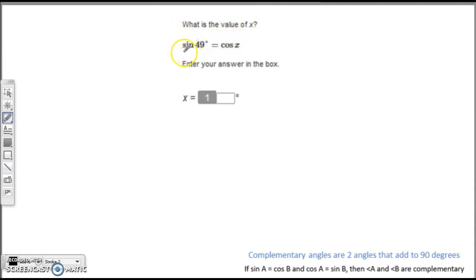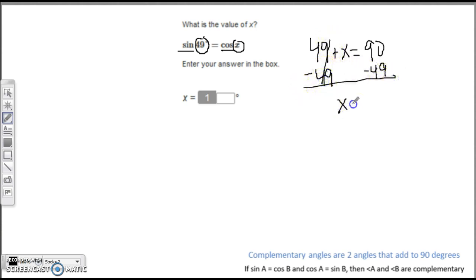We have that the sine equals the cosine, which means our two angles, 49 and x, must be complementary. So if these two angles have to add up to 90 degrees, then we can easily figure out x by just subtracting 49 from 90. Because the cosine and the sine are equal, we know that the angles have to be complementary. So x would equal 41 degrees.